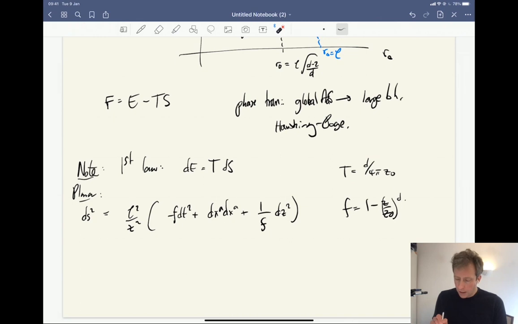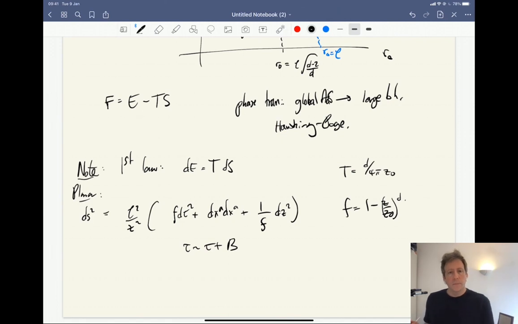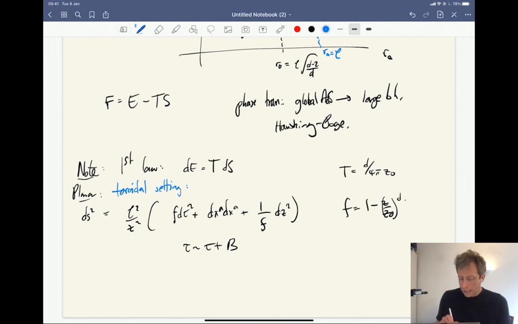We've got this solution with its temperature, and remember, when we go to the Euclidean setting, we can think of this as going to Euclidean time, and then tau is periodic with period beta. Okay, now supposing we are in this toroidal setting, where we compactify the x's so that not only the bulk has been toroidally compactified, but the boundary metric is also toroidal, so it's time cross a torus.